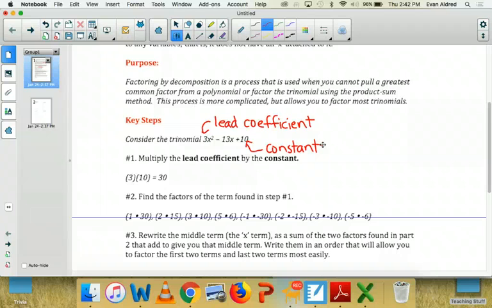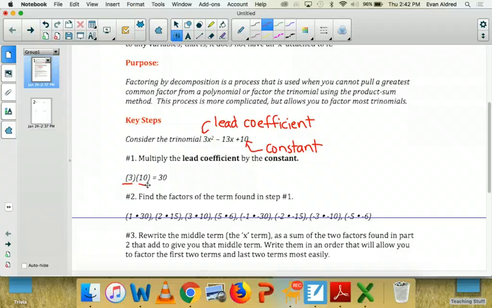And the first thing you're going to do is multiply your lead coefficient by your constant. And you can see that I did that there under step 1. I took my lead coefficient of 3, and I multiplied it by my constant of 10, and 3 multiplied by 10 is 30. Easy enough start. That will always be the first thing you do when factoring by decomposition. The second thing you're going to do is take the number that you found in step 1, which was 30, and list all the factors for that number.